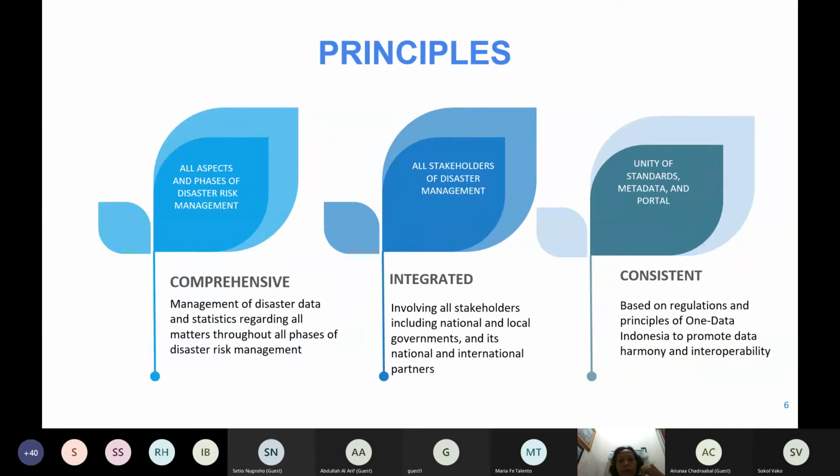And also we have the principle of integration. Integrated, we will involve all stakeholders, including national and local government, and national and also international stakeholders. So all stakeholders on disaster management can use this framework, and we try to fulfill the requirements of all stakeholders.